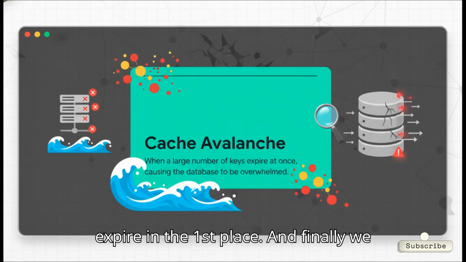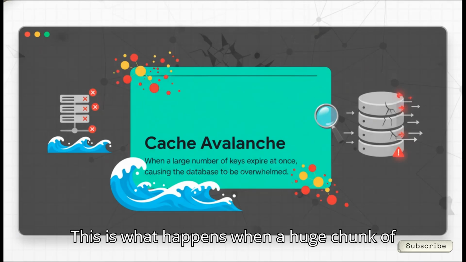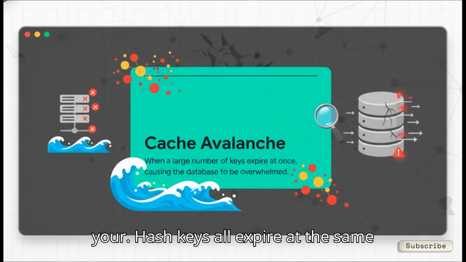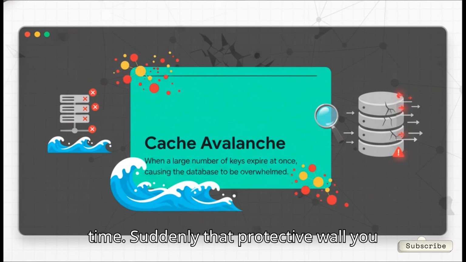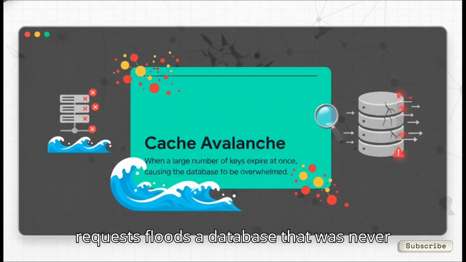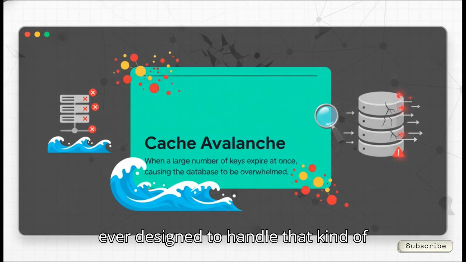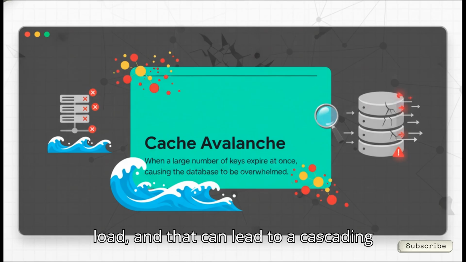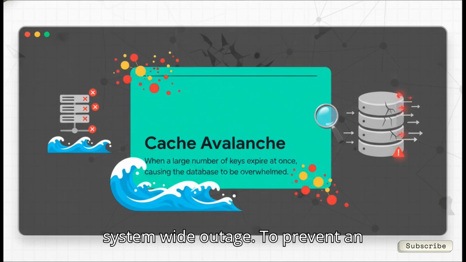And finally, we have the big one, the cache avalanche. This is what happens when a huge chunk of your cache keys all expire at the same time. Suddenly, that protective wall you built is just gone. A tidal wave of requests floods a database that was never, ever designed to handle that kind of load, and that can lead to a cascading, system-wide outage.